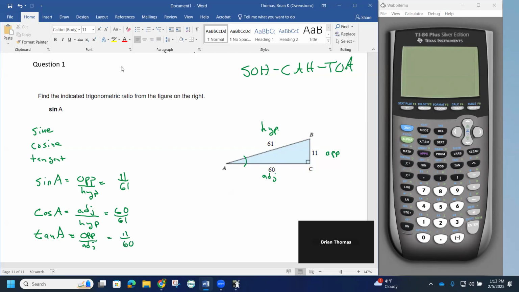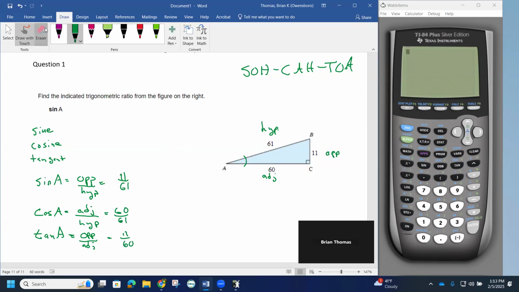Now, if I changed angles, so instead of talking about angle A, we're talking about angle B. Again, we have to be using the acute angles, I should say. So we don't deal with the right angle. We talk about the acute angles here, so we're only going to be involving the A and the B.